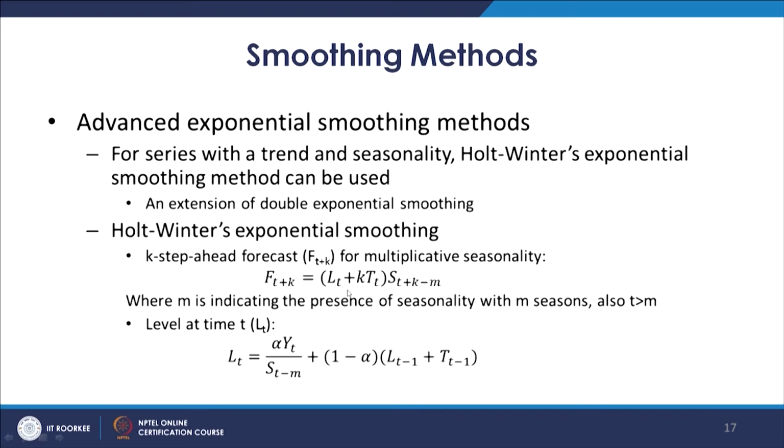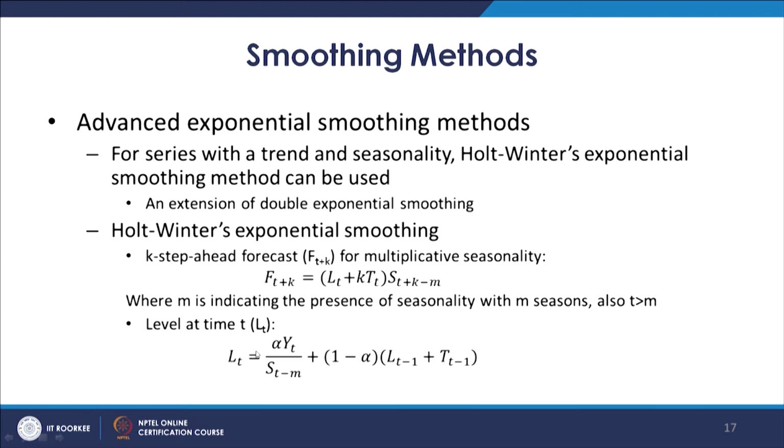So, F t plus k can be written as the label component L t plus k times the trend component, and this whole expression is multiplied by the seasonality index, the seasonality factor S t plus k minus m. This small m indicates the presence of seasonality with m seasons. To be able to use this expression, the t value should at least be greater than m, so that this S could be meaningful and used to compute F t plus k.